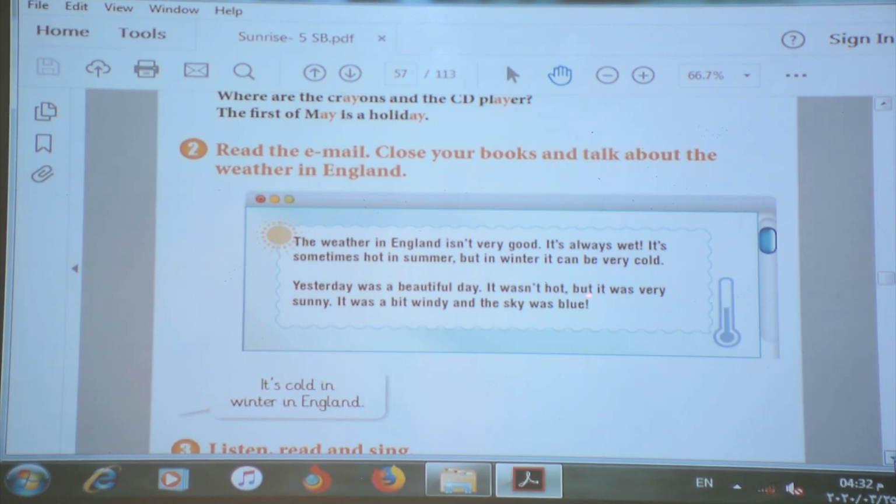It wasn't hot, but it was very sunny. It was a bit windy and the sky was blue. It's cold in winter in England. Again, it's about the weather in winter in England. Which country? In England, okay?